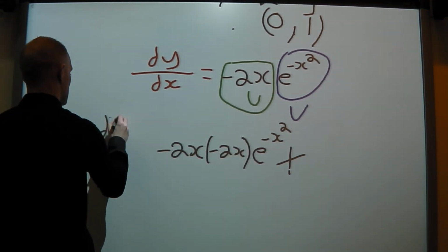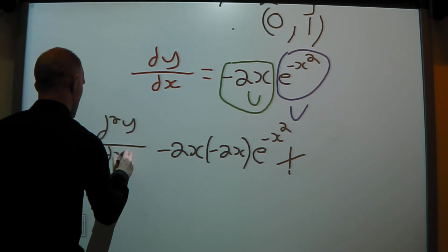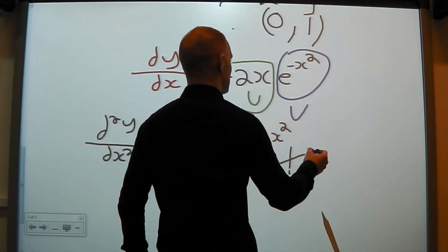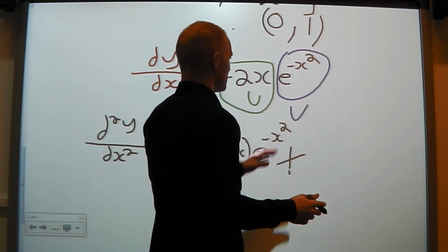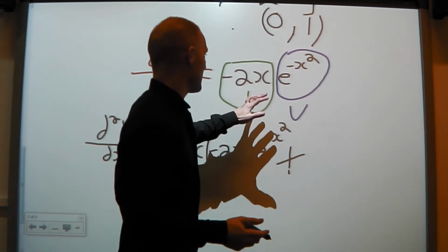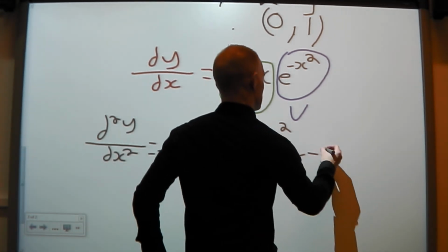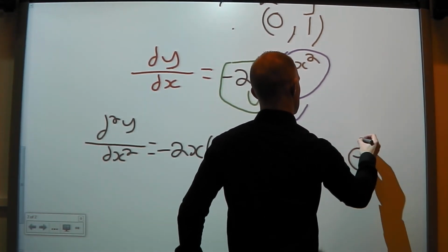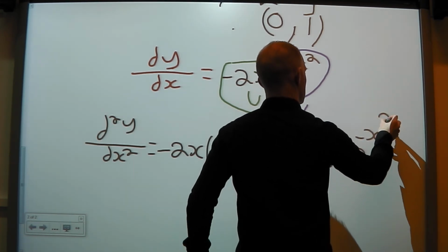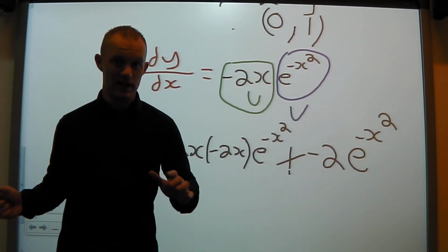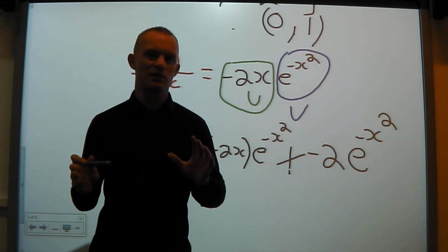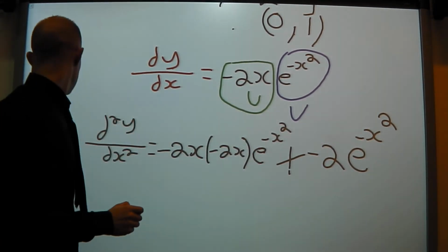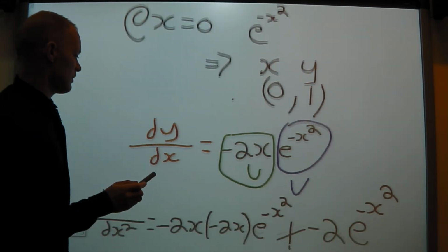So I'll just write down d²y/dx² is equal to this plus v times du/dx, which is v, our term here, times du/dx, which is equal to negative 2. So I'll just write down the negative 2 first. And v is equal to e to the minus x squared. Now the nature of this turning point at the point (0, 1). There's no need really to expand this any further.